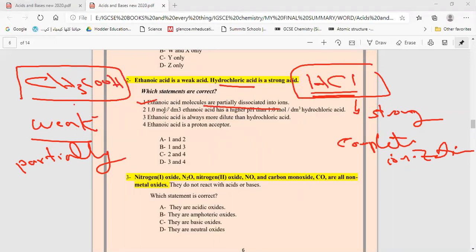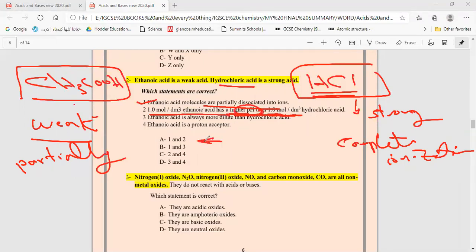Look here, 1 mole per decimeter cubed concentration ethanoic acid has a higher pH than 1 mole hydrochloric acid. Now you have the same concentration, 1 mole per liter, 1 mole per decimeter cubed and 1 mole. So they have the same concentration. But he said that ethanoic acid has a higher pH.